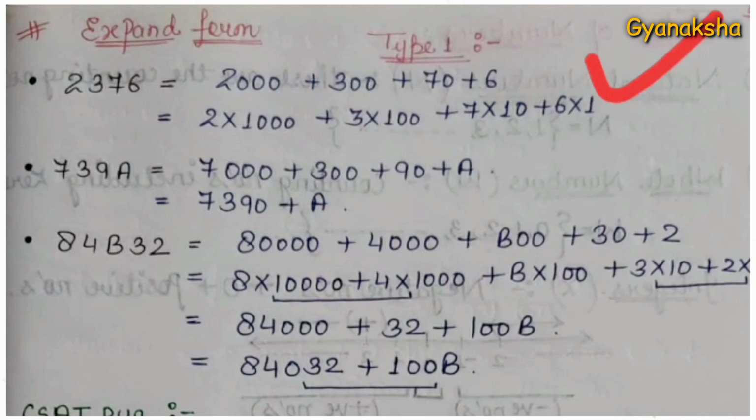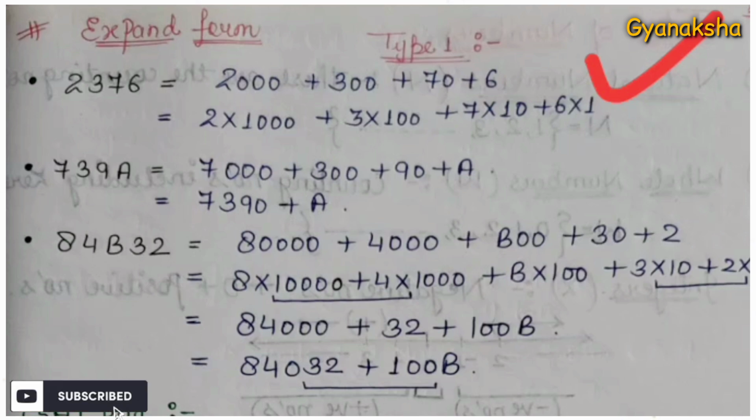But the question that comes in the CSAT paper is like this, 739A. We know A is at the position of ones. So we solve it in such a way: 7000 plus 300 plus 90 plus A. Now solving the like terms together, we get 7390 plus A.